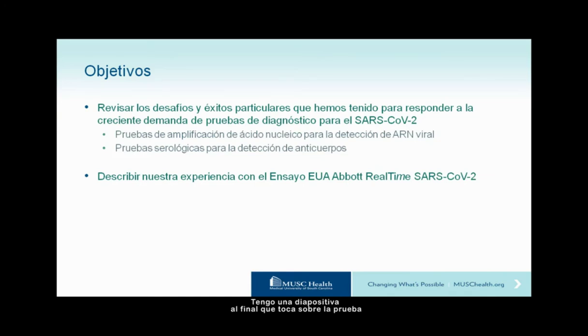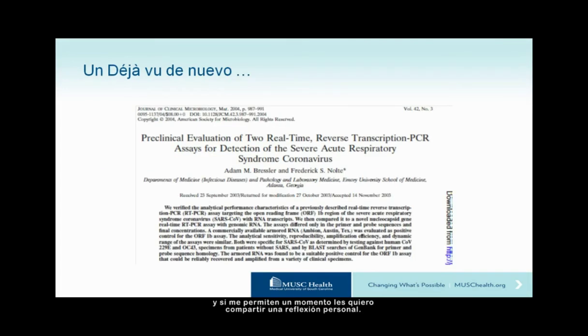I do have one slide at the end that touches on our serological testing for the detection of antibodies. We have an orthogonal algorithm that I think may be of interest to the audience. And I'm spending a lot of time describing our experience with the Abbott M2000 SARS coronavirus 2 EUA assay.